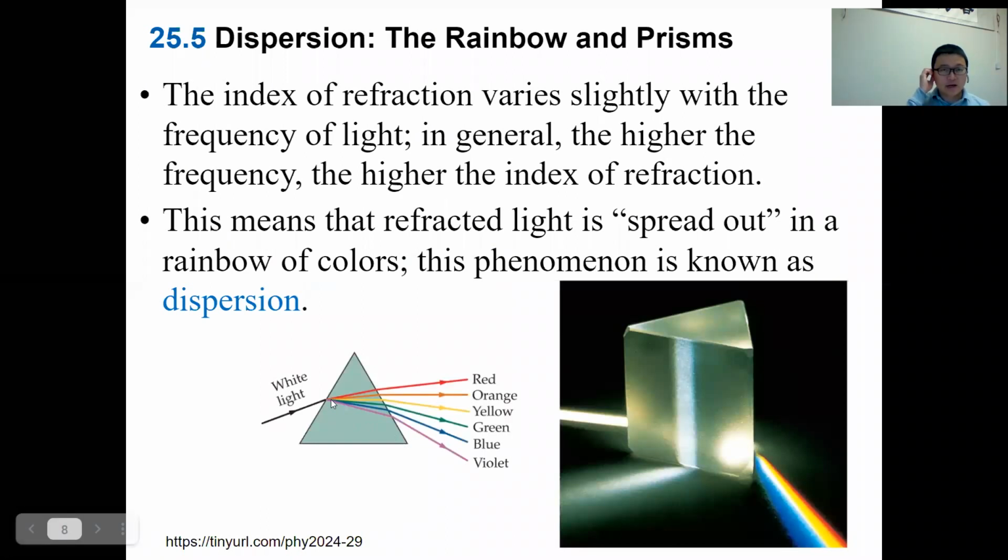We also took a look at dispersion, which means if white light, such as sunlight, hits a prism, then the different colors in the white light will be separated out. That's called dispersion.